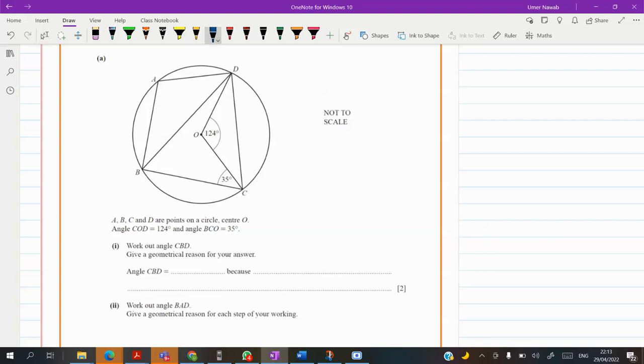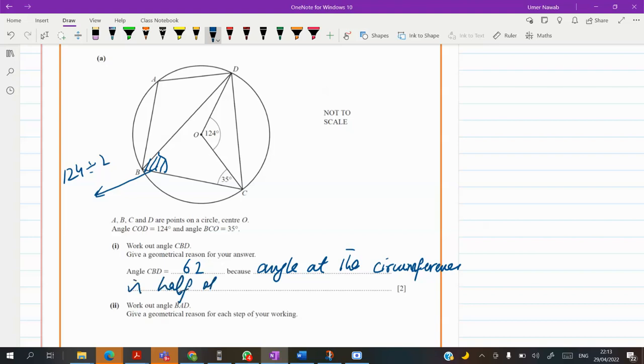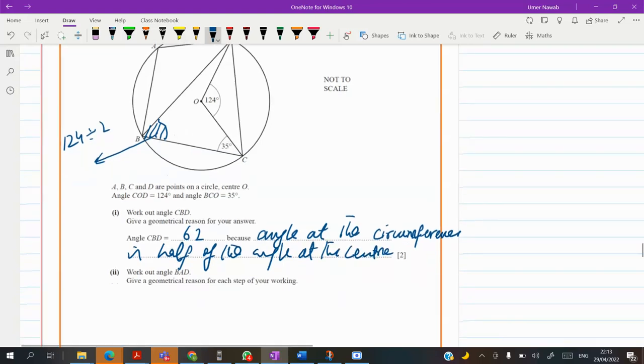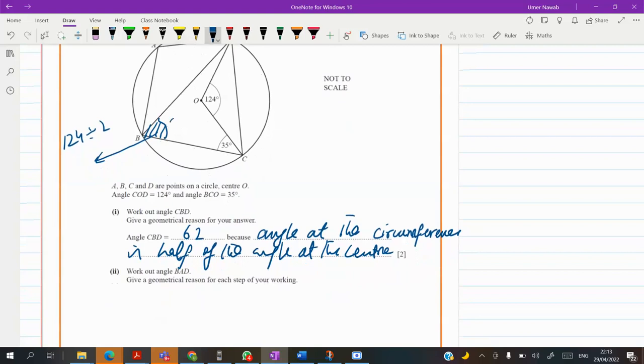CBD, you remember that this angle is always half of the central angle. 124 divided by 2 is 62. So the angle at the circumference is half of the angle at the center subtended by the same arc. So that is 62.